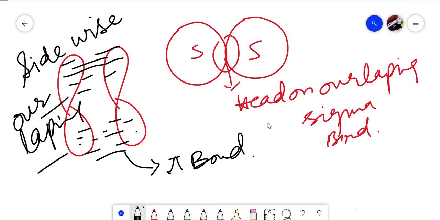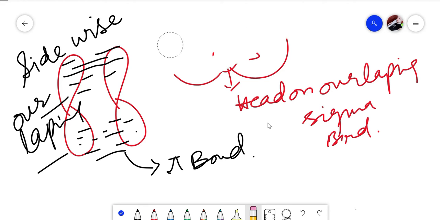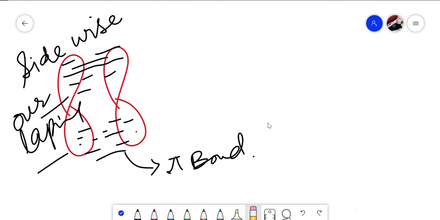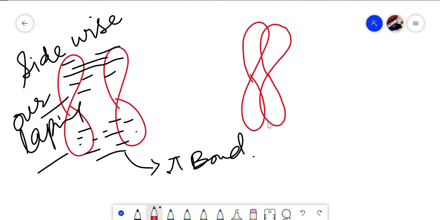The same sidewise overlapping can be shown in this way. Okay, you bring them very close to each other and you draw in such a way. Okay, so this is a sidewise overlap again, and this is also resulting in the pi bond. Are you clear with this? Yes, sir. Okay. So this is the concept of the covalent bonding.